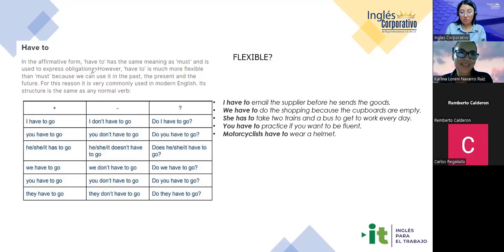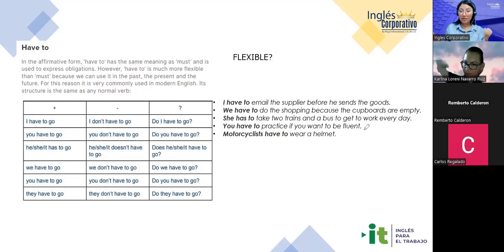I have to take 2 or 3 buses to get to work every day. You have to practice your English if you want to be fluent. Esa me encanta, esa oración. ¿Qué dice ahí, clase? You have to practicar, si tú quieres ser, bueno, tener fluidez. Ajá, fluido, fluidez. O sea, hablar un poco más suelto.